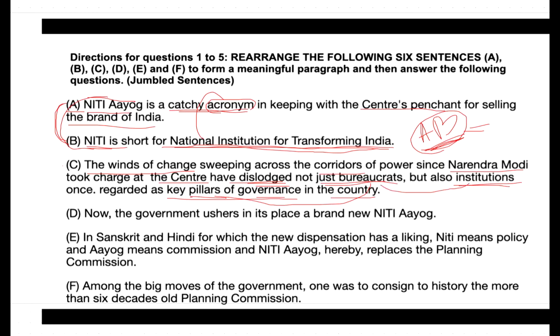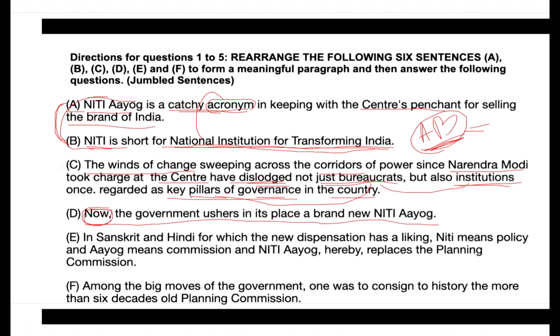Now, we cannot consider that C is connected with A and B, but we observe that it could connect to any of the other options given after that. Let's see. D says, now the government asserts in its place a brand new Niti Aayog. Can you observe that here you would find some discourse markers? So what are those discourse markers? Like you can talk about the time sequence approach, which is given in option D, where it is stated now. It means it is indicating the present situation.